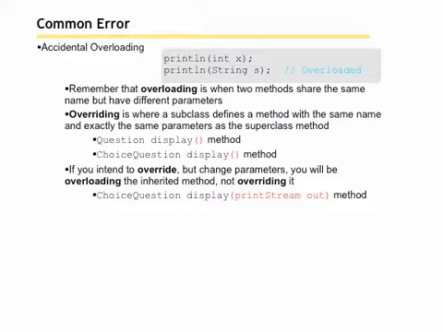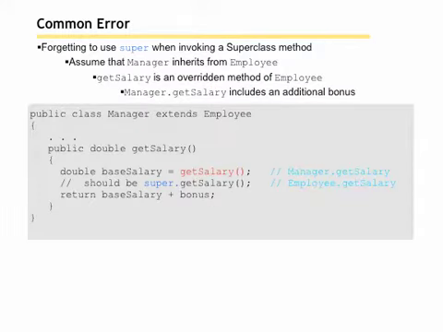When you create a method in the subclass that has the same name and same parameter list, we call that a method signature. It has the same method signature as the method in the superclass. That's called overriding. So overloading and overriding are separate, but both deal with methods, so it's easy to confuse them. If you intend to override but change parameters, you will be overloading an inherited method and not overriding it.